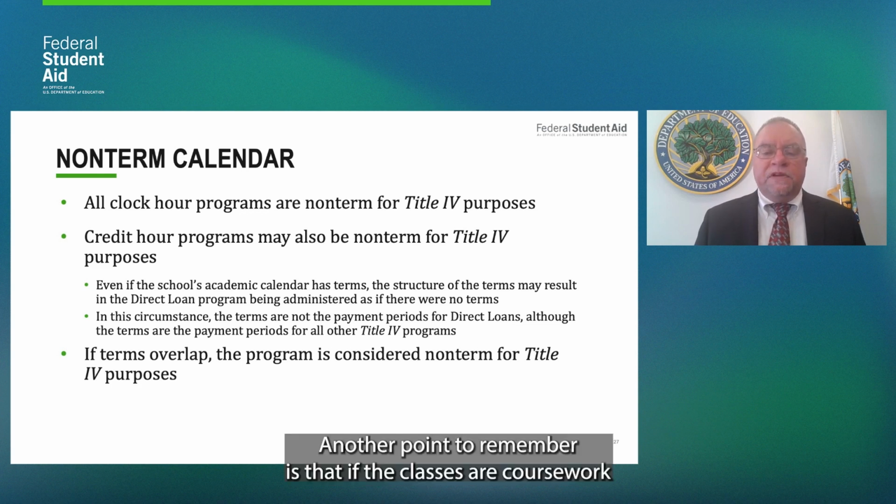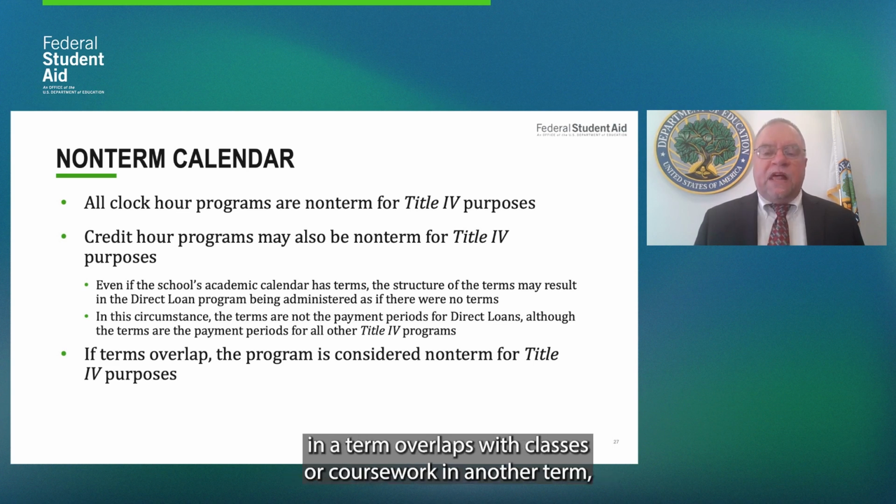Another point to remember is that if the classes or coursework in a term overlaps with classes or coursework in another term, the entire program becomes non-term for Title IV purposes.